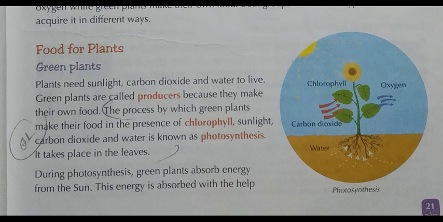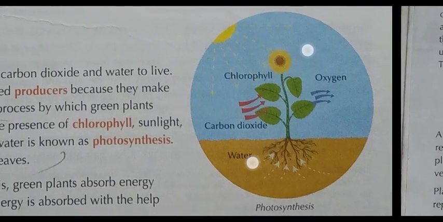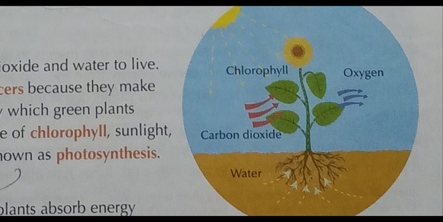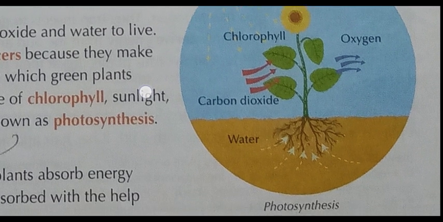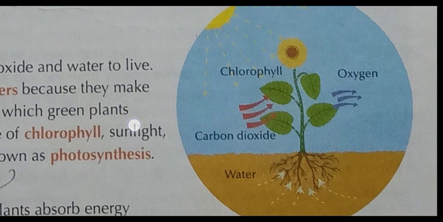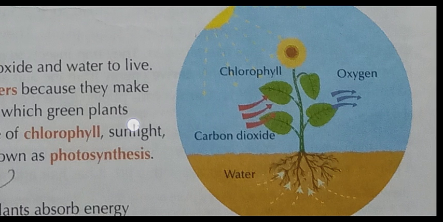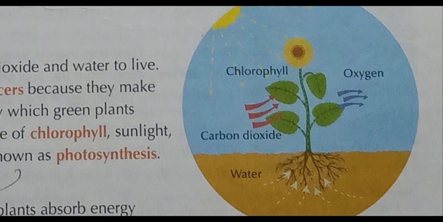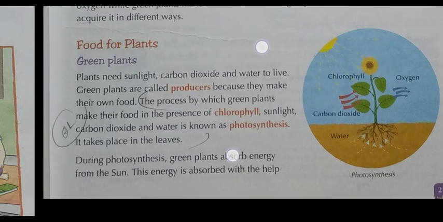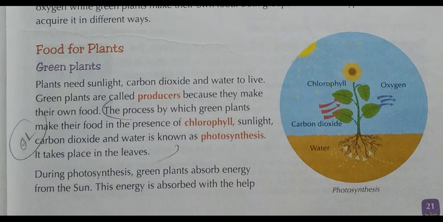Now the next one is food for plant. From where do the plants get food? What is the process by which plants get food known as? So let us go through the paragraph. Before going through the paragraph, as you can see, the picture is all about photosynthesis, where you can see the plant is absorbing sunlight, carbon dioxide, and using chlorophyll and water to produce its own food. Now let us go to the paragraph. As you can see, the name of the paragraph is written as food for plant.